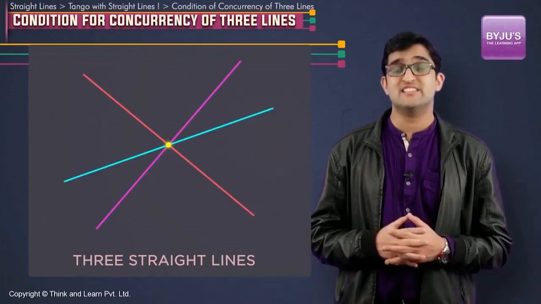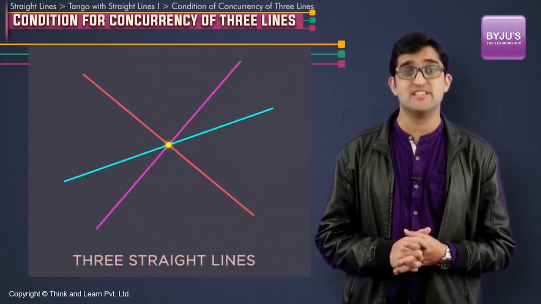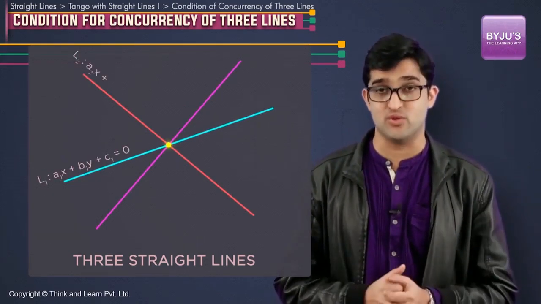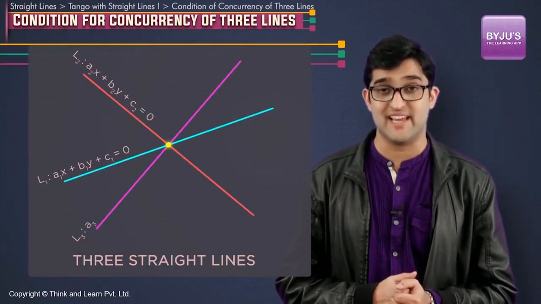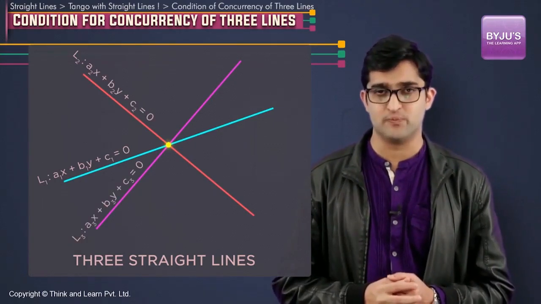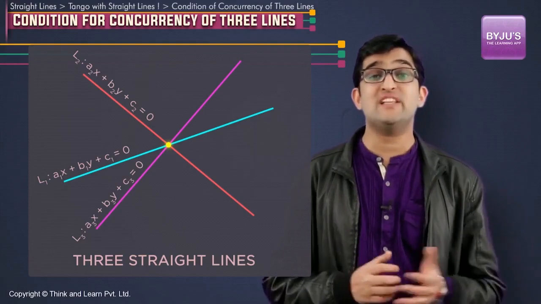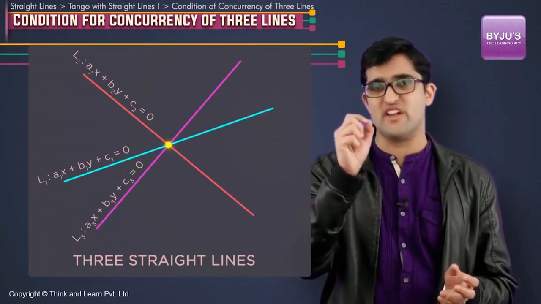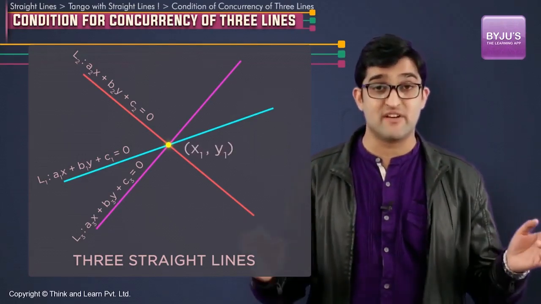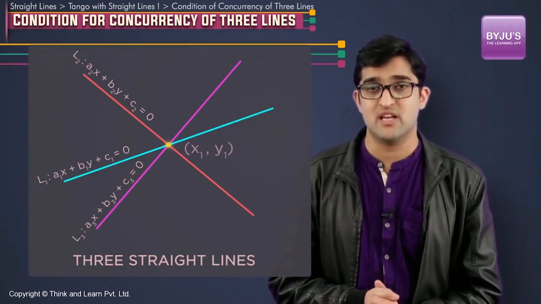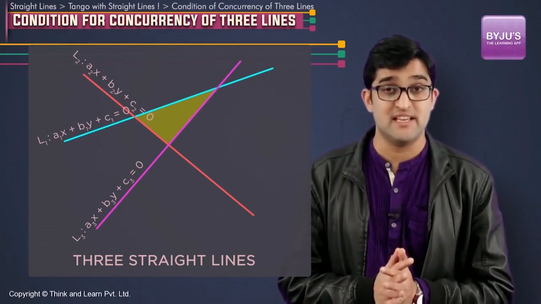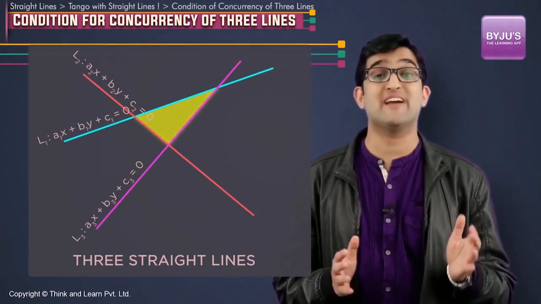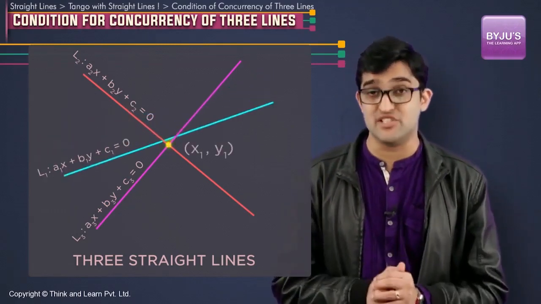Let's take three lines given by the equations a1x plus b1y plus c1 equal to 0, a2x plus b2y plus c2 equal to 0, and a3x plus b3y plus c3 equal to 0. By saying all these three lines meet at a point, we mean to say that there's one point (x1, y1) which satisfies all these three equations. The other way of saying the same thing is by saying that the resultant area of the triangle formed by these three lines will be 0.